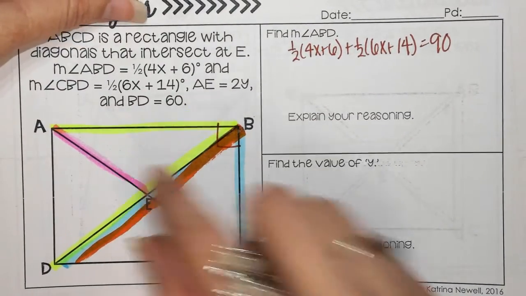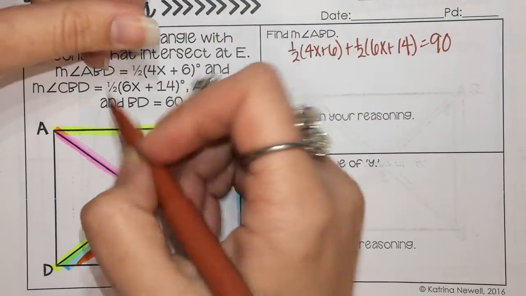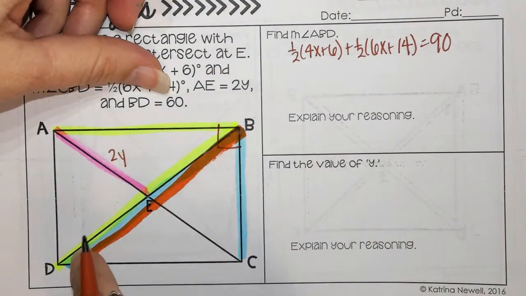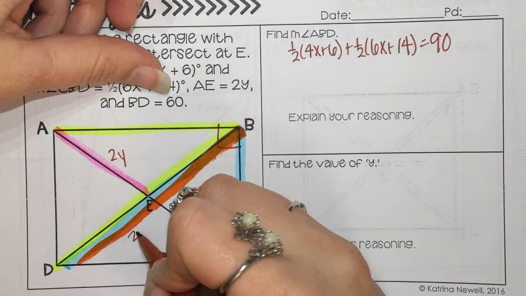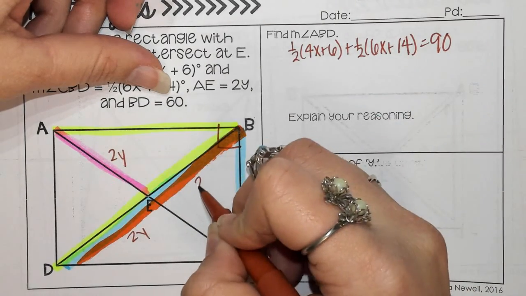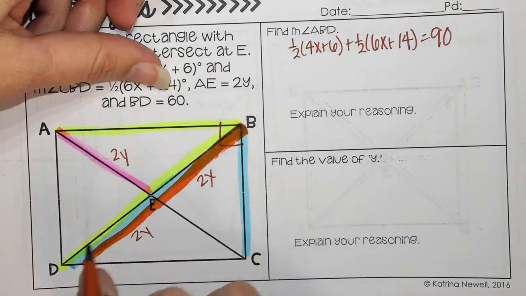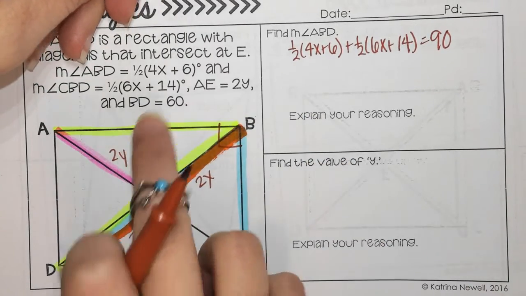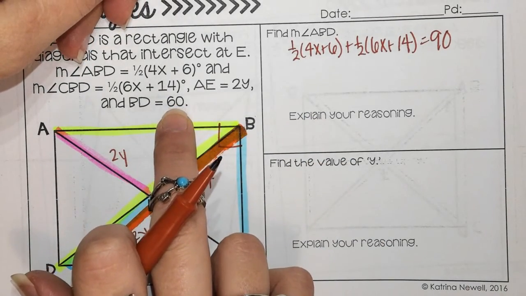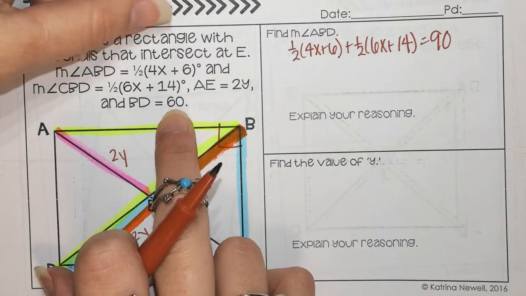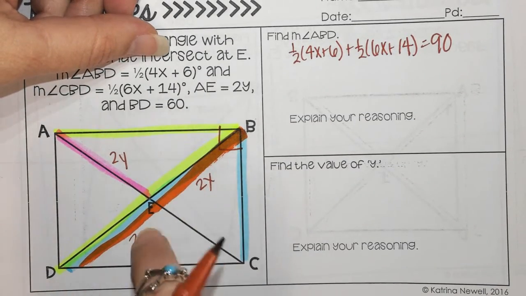So if AE is 2y, what is DE? And what is BE? Now, do we know what the entire length of BD is? We do. We can, because we can read a problem. And it's 60. So what would we do with these two parts?